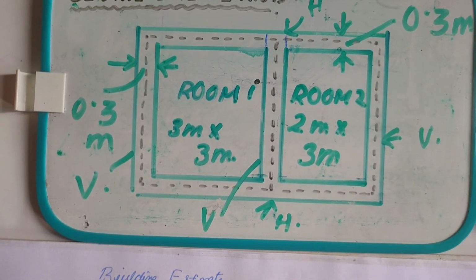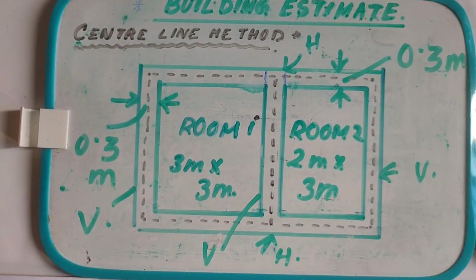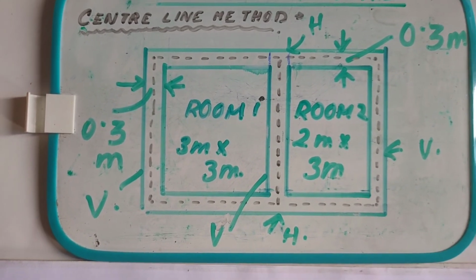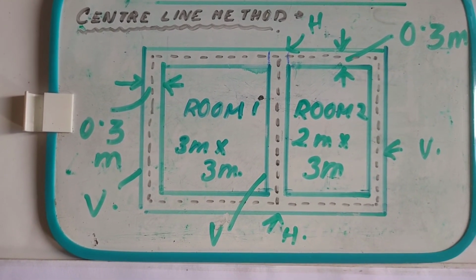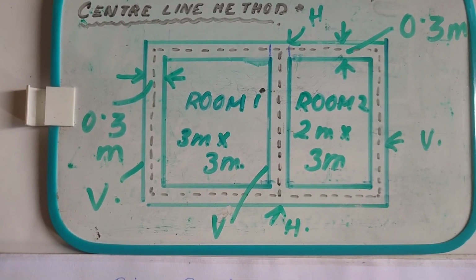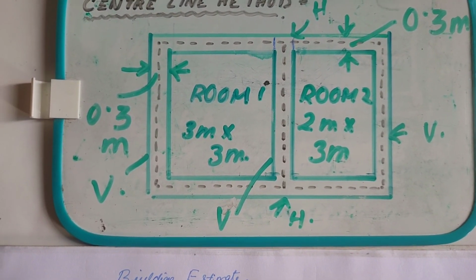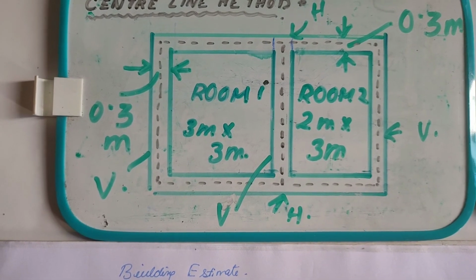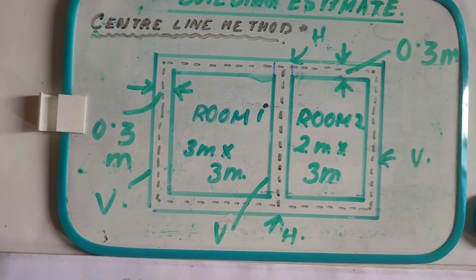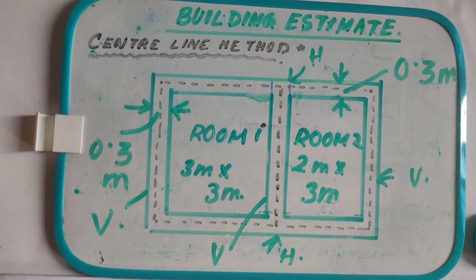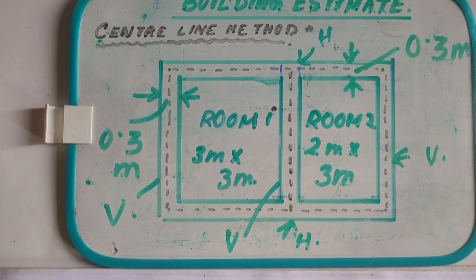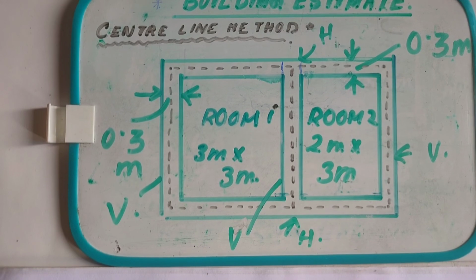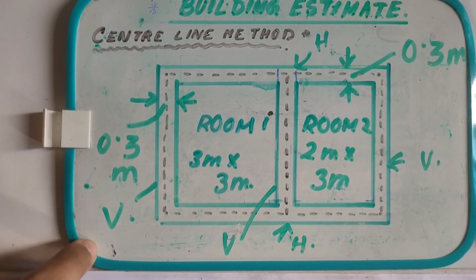The main basic difference between the center line method and the long wall and short wall method is that in the long wall and short wall method, we have to find the lengths for long wall and the lengths for short wall separately. But in the center line method, we can find the length directly. So this is all for this video. Thank you.